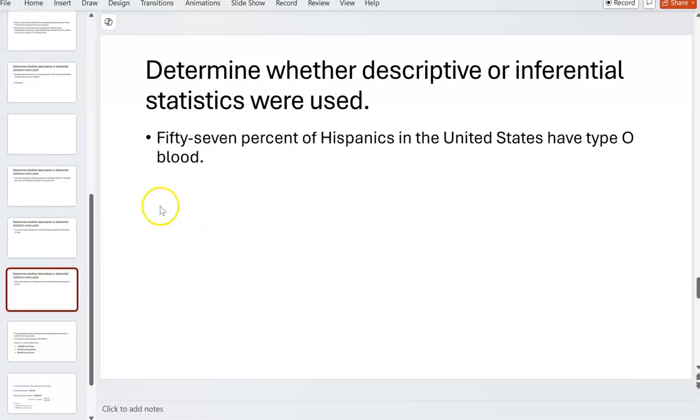And the last one that we're going to look at is 57% of Hispanics in the United States have type O blood. This would be an example of inferential statistics because, again, we don't know the exact number of Hispanics in the United States who have this type O blood. We just know that it's 57%. So again, it's a general statement.